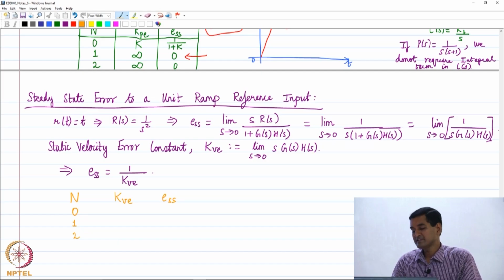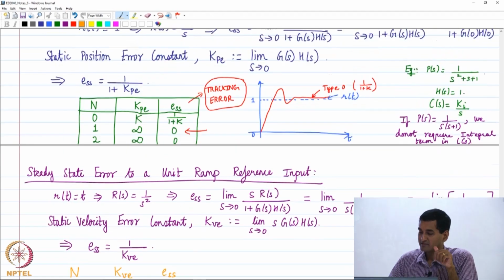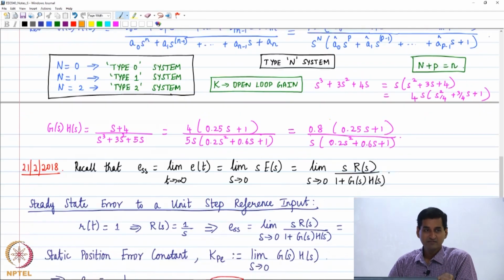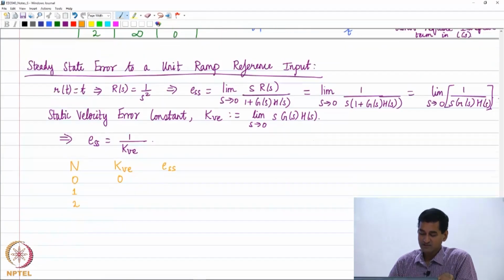So KVE is going to be S times G of S H of S, right? For a type 0 system, please note that there is no S term in the denominator, right? What would happen to this limit? It will be 0, right? Please remember, what is the structure of G of S H of S? This. So for a type 0 system, the S power capital N term doesn't exist, right? You multiply by S, take the limit S tending to 0, S times K, that's going to be 0, right? So that's why we got KVE as 0 for a type 0 system.